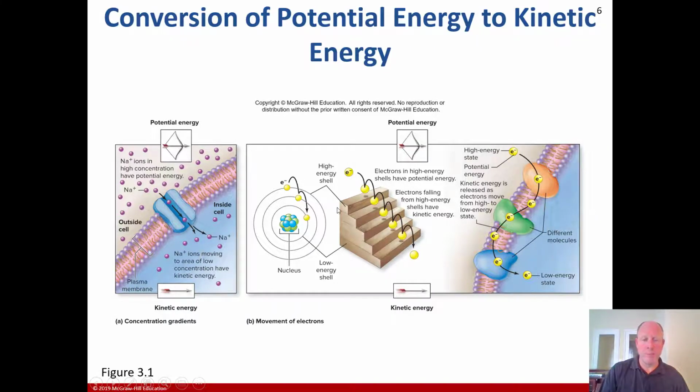And another example, in terms of movement of electrons: once an electron is lost, so to speak, or released from the high energy shell, the valence shell of an atom, that electron is now in a high energy state. It's been released, and energy has been converted from potential to kinetic. It's in motion as it's falling, so to speak. That high energy state is potential until it's in motion. Kinetic energy is released as electrons move from high energy to low energy states.